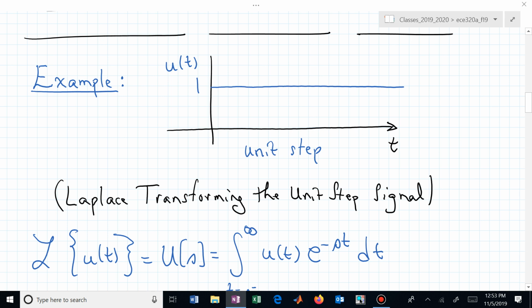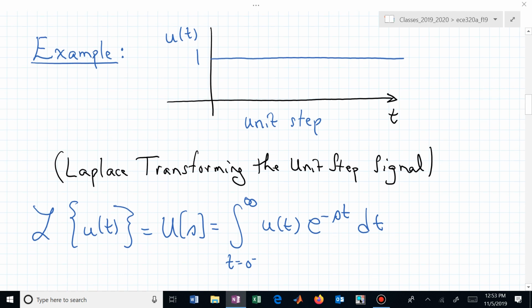And this one's starting at 0. We're saying this is the standard unit step. We want to now Laplace transform that. And how do we do that? Well, we simply replace the time domain functional form of the function we're trying to Laplace transform, which is u of t, in that location in the argument of our integral. We just say, oh, that's the integral by definition from 0 minus to infinity of u of t e to the minus st dt.